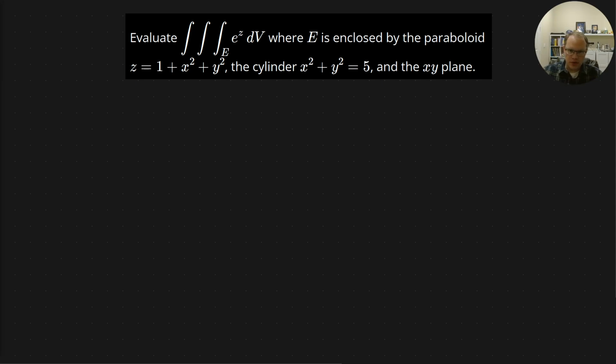So let's take a look at this first example here. We want to evaluate the triple integral of e to the z over region E, where the volume E here is enclosed by the paraboloid z equals 1 plus x squared plus y squared, and it's within the cylinder x squared plus y squared equals 5. Okay, so before we do anything else, let's sketch our volume.